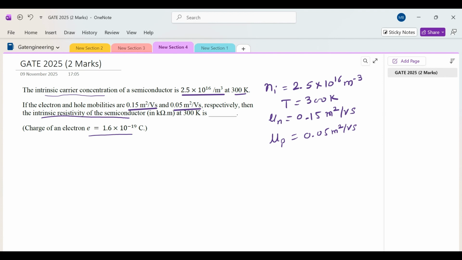So let me see. We all know what resistivity is. Resistivity is nothing but the reciprocal of the conductivity. So if we know the conductivity, we can easily find the resistivity. We know the formula of conductivity, sigma, which is Ni, the intrinsic charge carrier concentration, and the charge of electron q, multiplied by mu n plus mu p, that is the mobility of electrons and the mobility of holes. So sigma is Niq times mu n plus mu p. By this we can find the conductivity.